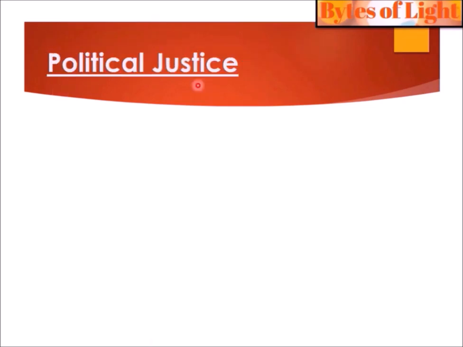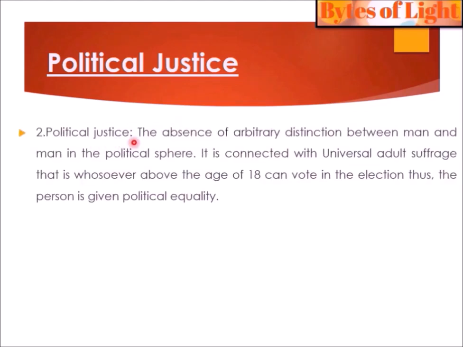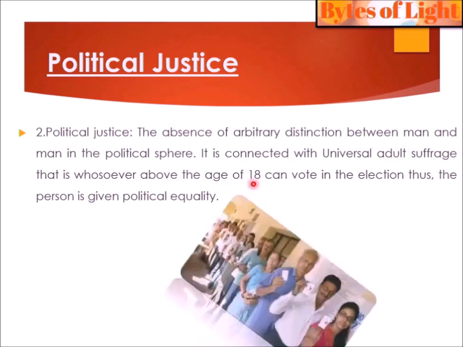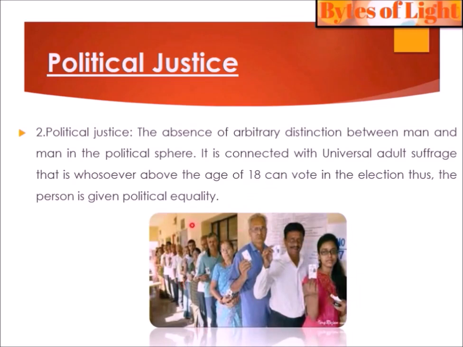Coming to the next point about political justice. That is, political justice is the absence of arbitrary distinction between man and man in the political sphere. It is connected with universal adult suffrage, and whosoever is above the age of 18 can vote in the election. Thus, the person is given political equality. No two people are different when it comes to the political sphere, and each person has the right to vote after attaining the age of 18. We all go to vote after the age of 18, and all these people are equal in that sense, that is, equal in the political sphere.